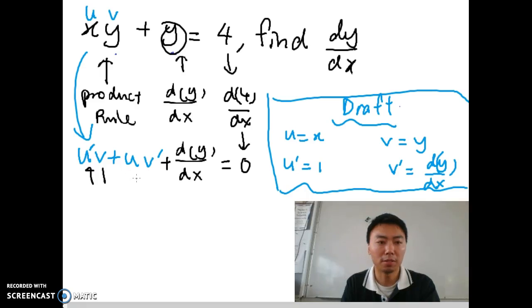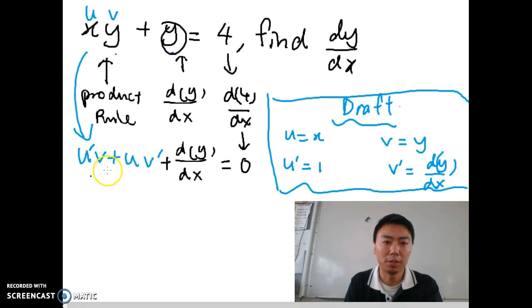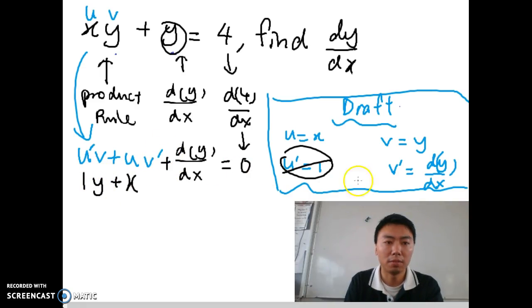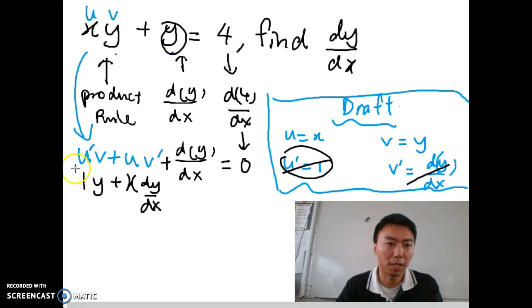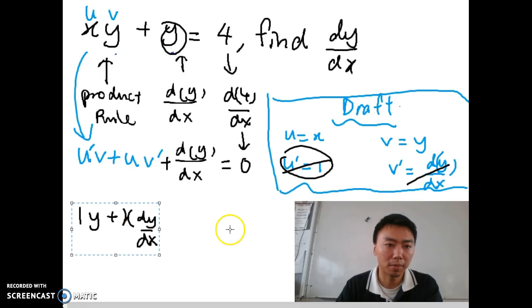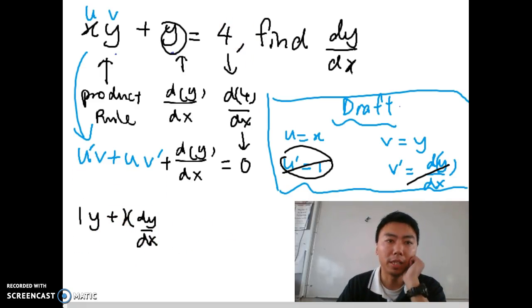So the final answer for this one will become: u dash is 1 from here. Then u is x, and then I put a plus in between. v is y, so this is y. v dash is dy dx. Now I copy the rest. Let me make it better, make some space, and then I copy the rest.